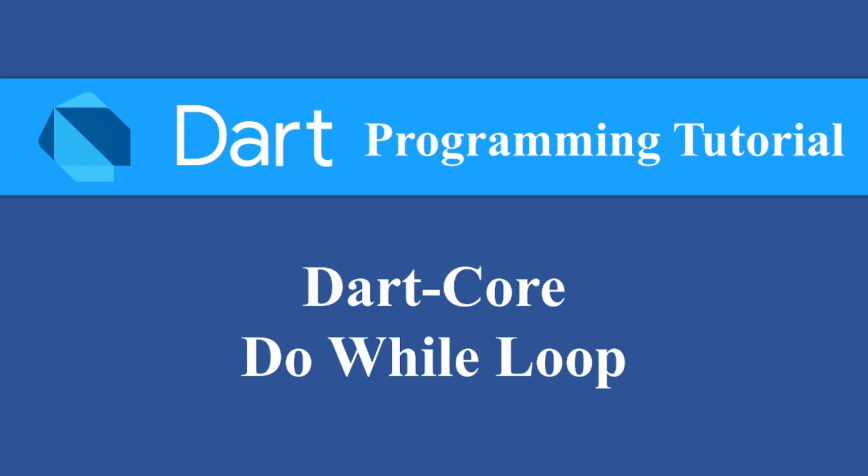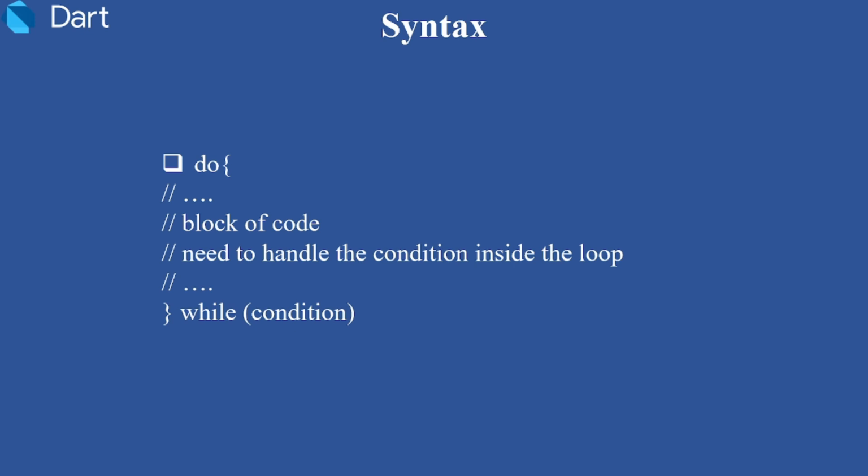In this tutorial, we will discuss the do while loop. This is the syntax for the do while loop. First of all, we need to add a keyword called do, and after that, we need to add a block of code, and at the end, we need to add a keyword called while with a condition.